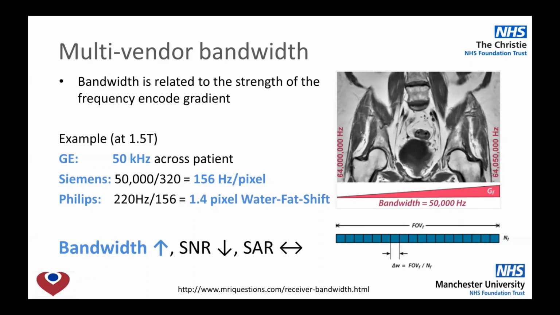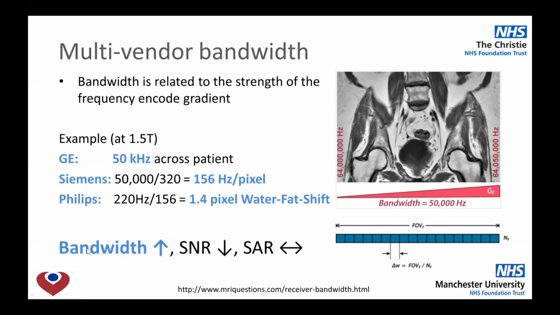and water tissues at 1.5 T leads to the chemical shift artifact in the frequency encode direction, which causes a spatial misregistration of fat and water tissues. This known 220 hertz chemical shift difference can be divided by the Siemens stated hertz per pixel, leaving a number of pixels by which the water and the fat tissues are misregistered in the final image, and this is referred to as a water-fat shift.